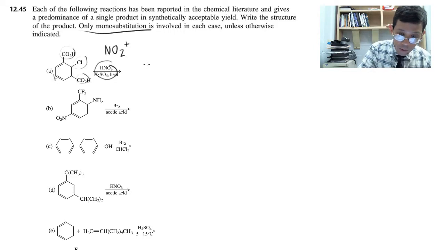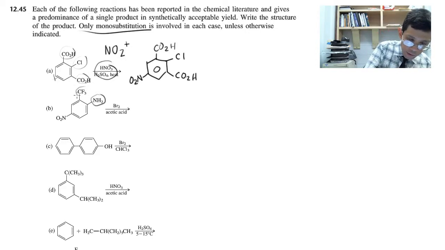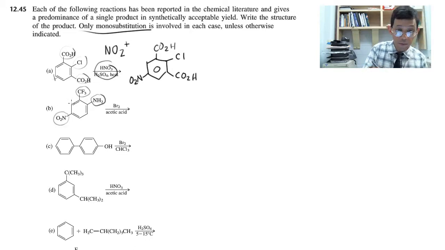So the product then would be this benzene ring, CO2H, CO2H. We have a chloro there, and para to the chloro we have nitro, O2N. Next, we have an NH2, a CF3 which is highly deactivating, and NO2 highly deactivating.